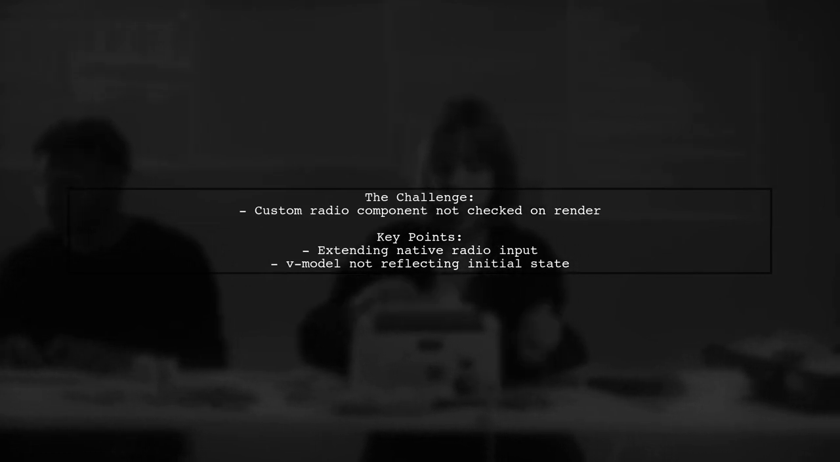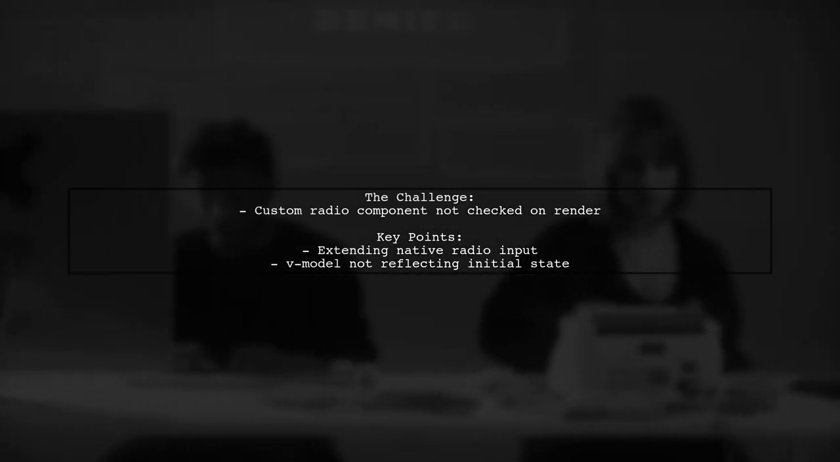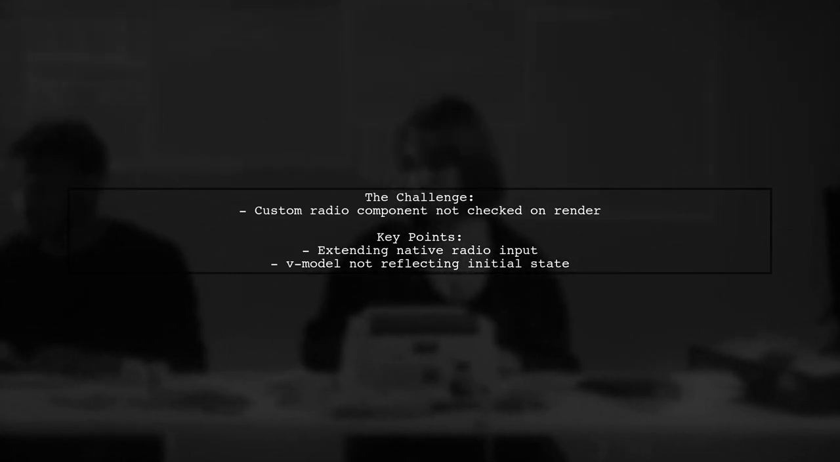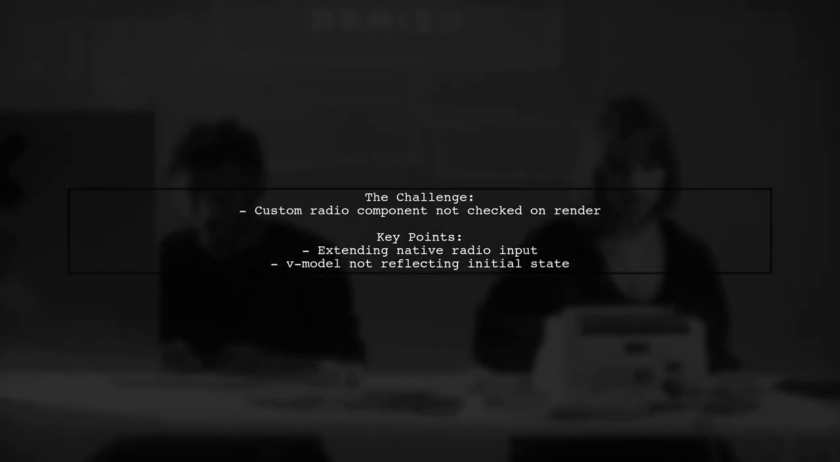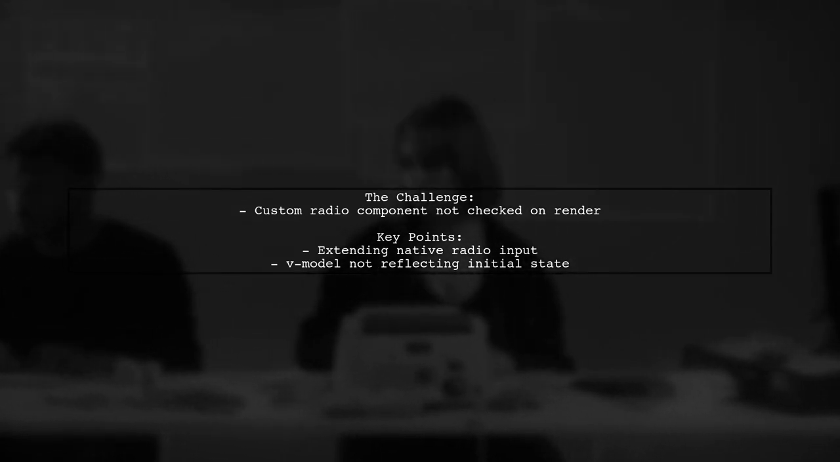So what's the challenge? Our viewer has built a Vue component that extends a native radio input, aiming to enhance its functionality with additional markup and styling. However, they face a problem. The radio buttons don't show as checked when the component first renders, leaving users confused until they interact with the component.